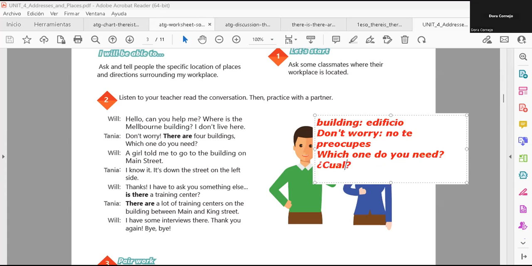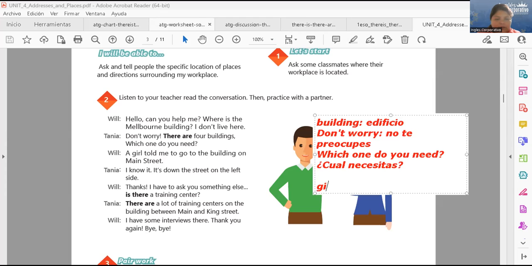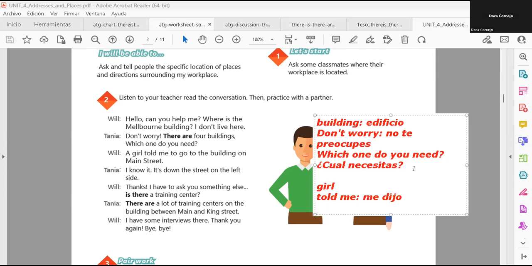¿Cuál de los edificios necesita algo así? Ajá, okay. ¿Cuál de los edificios necesita? ¿Cuál necesitas? Okay. A girl told me. Me dijo, me contó, okay. To go to the building on Main Street. Okay, Main Street, it's the name of the street. Main Street sería la calle principal. I know it. Okay, I know it. So what does it mean?